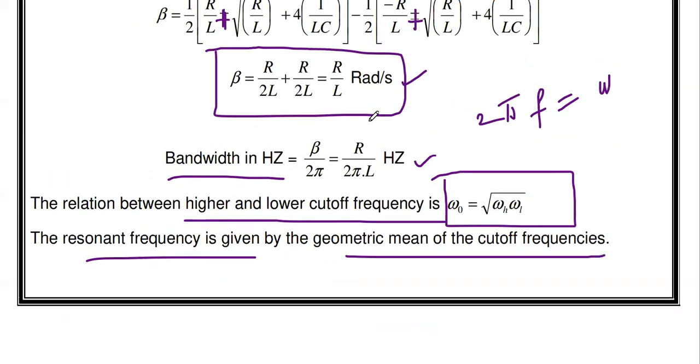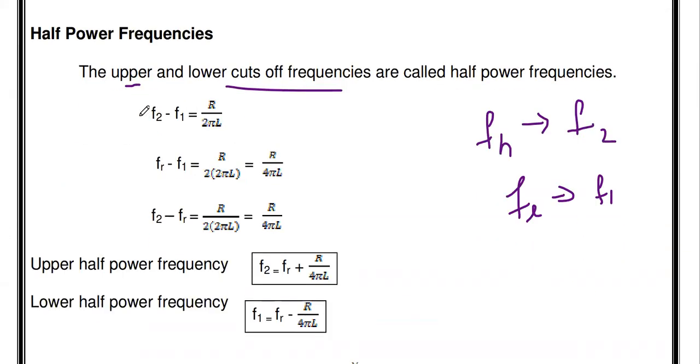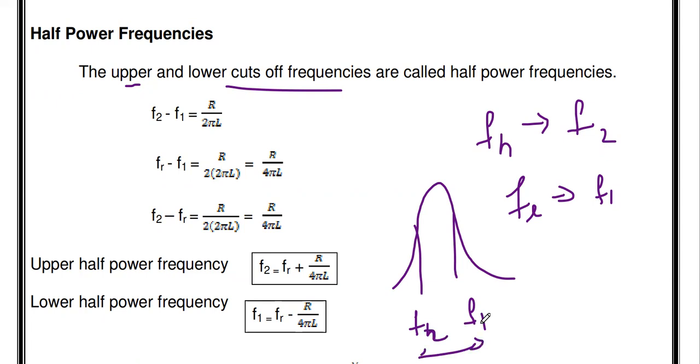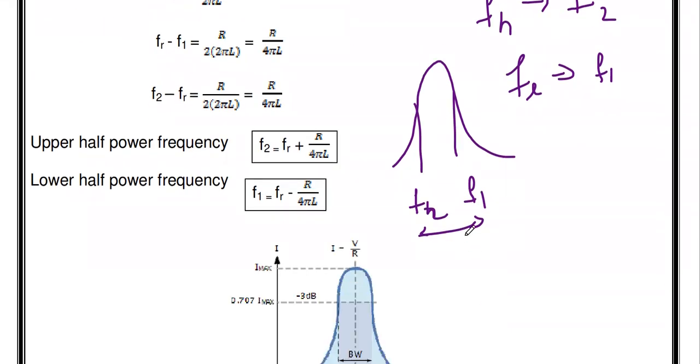Just now we derived R divided by 2 pi L as the bandwidth. The difference between the two cutoff frequencies is R by 2 pi L, and it can be written as F2 minus F1. This is the bandwidth. This is FH, this one is FL; F2, this is F1. The difference between F2 and F1 is the bandwidth. So the bandwidth formula is R by 2 pi L.